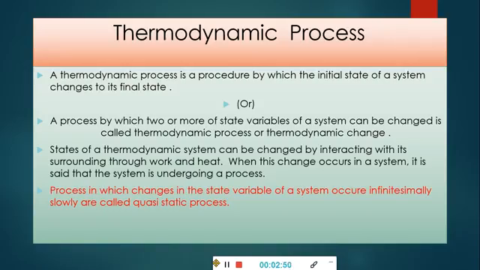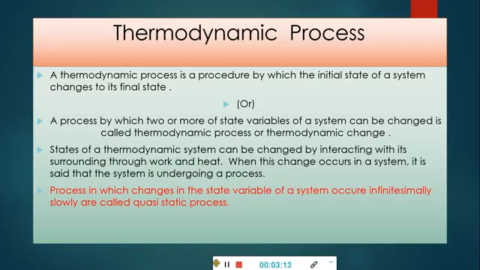Similarly, some work can be done by the system, that is positive work, or some work can be done on the system. If work is done by the system, that work is termed as what? Positive work. And if work is done on the system, that work is referred to as what? Negative work. And the best example for negative work is when the piston in a cylinder is pushed in, some work is done on the system.